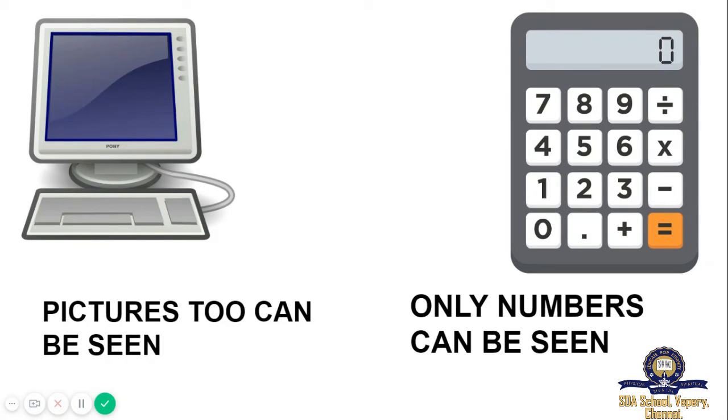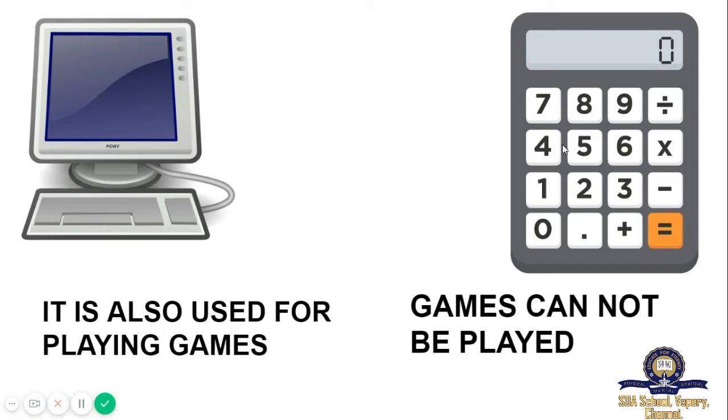Other things: pictures too can be seen on a computer. We can see pictures and movies. The other major difference between the computer and the calculator is that we can watch movies on a computer. Here we cannot. We can do only number calculations. Another difference is that a computer is also used for playing games. You can play games, but with a calculator you cannot play any games.